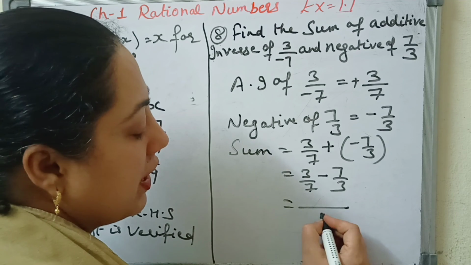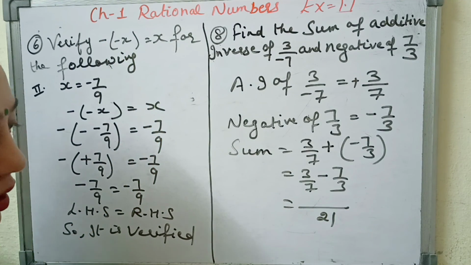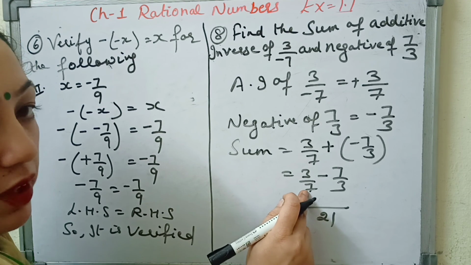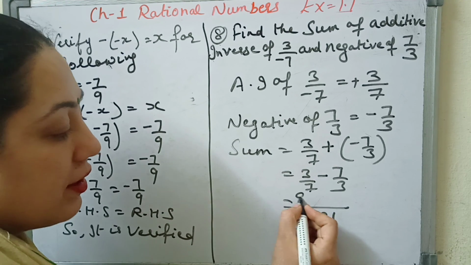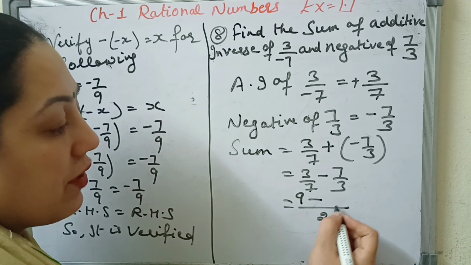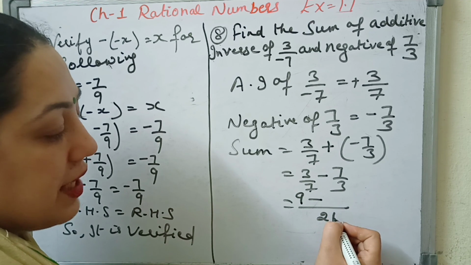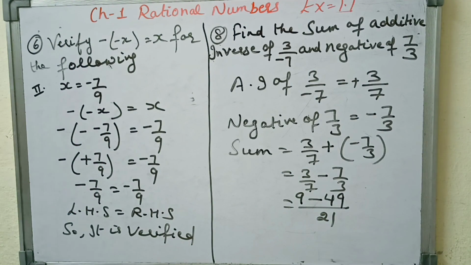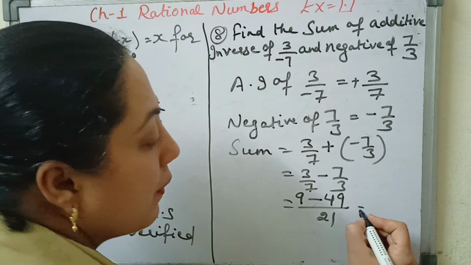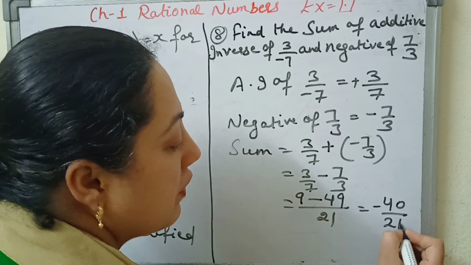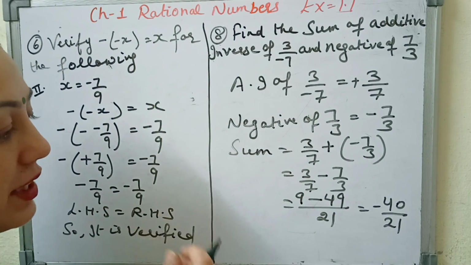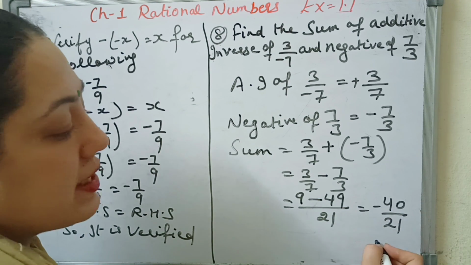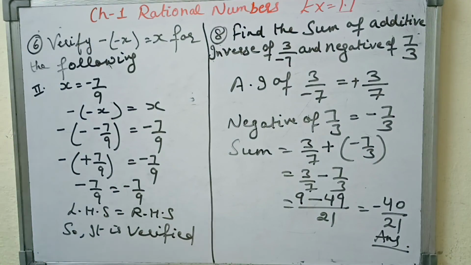LCM of 7 and 3 is 21. Again, we follow the same steps. 21 divided by 7 is 3, and 3 threes are 9 here. Again 21 divided by 3 is 7, and 7 sevens are 49. 49 minus 9 gives 40 over 21, with the sign of the greatest term, that is of the 49, which is a negative term. So the answer is minus 40 over 21.